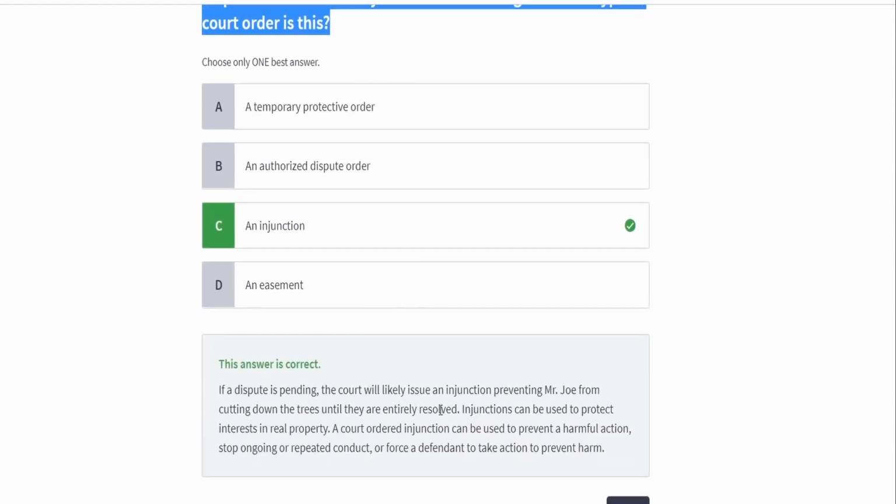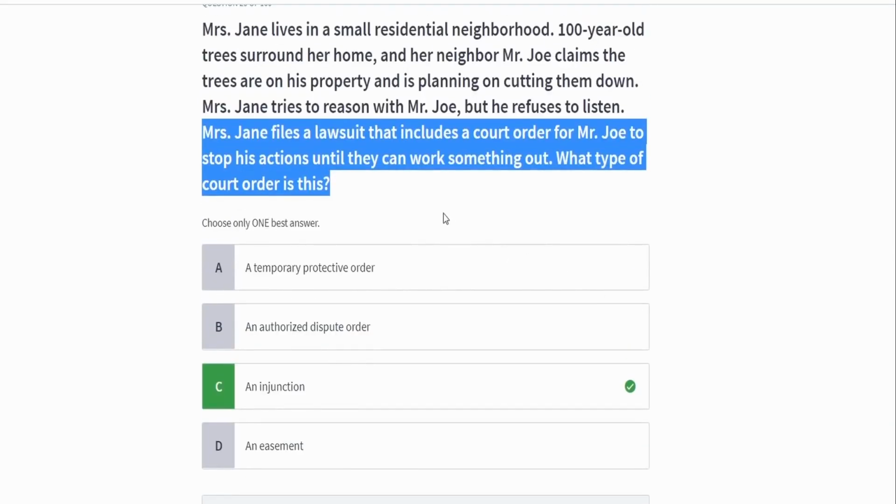Again, because we know this definition, right? We know that it is used to prevent a harmful action or stop ongoing or repeat conduct. So it is almost like a pause. So keep that in mind as well when you're dissecting these longer questions. Just look for the two most important parts and then kind of take it from there.